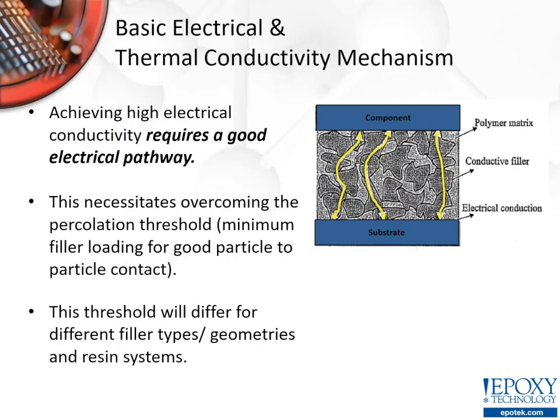In investigating thermal conductivity, we first noticed that thermal conductivity and electrical conductivity are extremely tightly correlated. And that is based on the fact that electrical conductivity and thermal conductivity both require a good path for the electrons or heat to be dissipated. In the case of a silver conductive adhesive, that means a direct contact between silver flakes. The better the overlap, the better the conductivity.